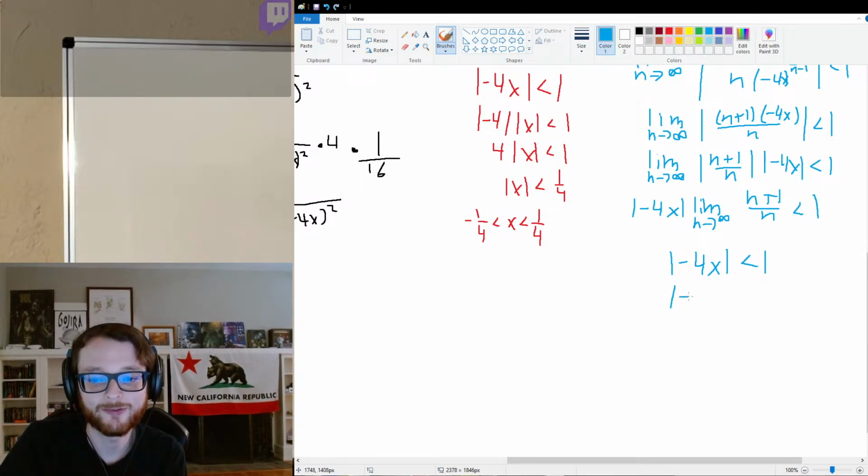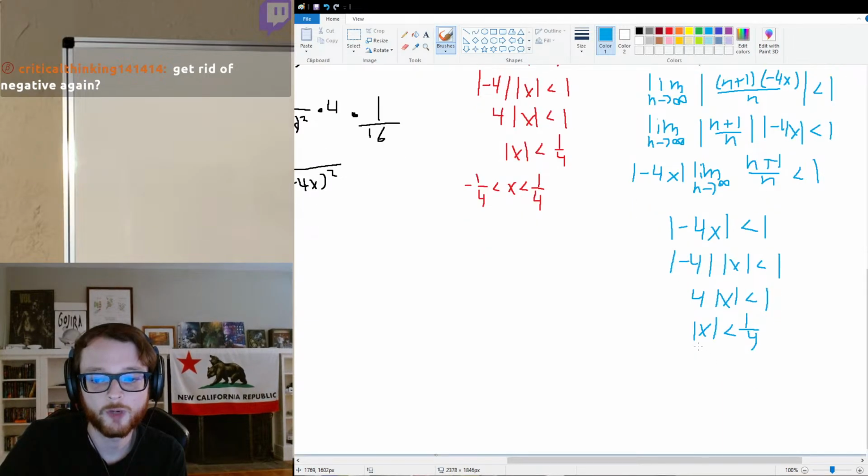Yeah, exactly. So we need to get rid of the negative there. So we get 4 absolute value of x is less than 1. Divide through by 4. Break out our absolute value. Okay.